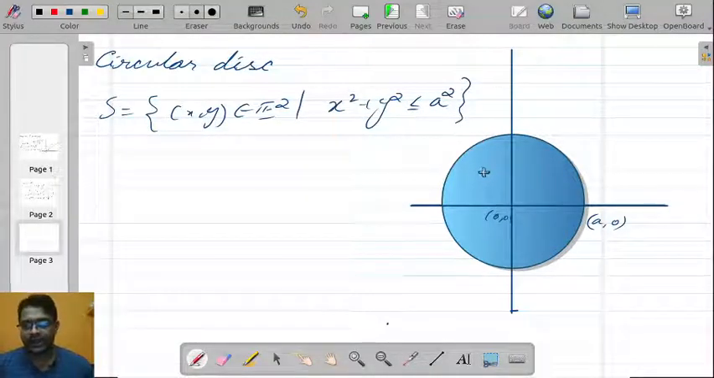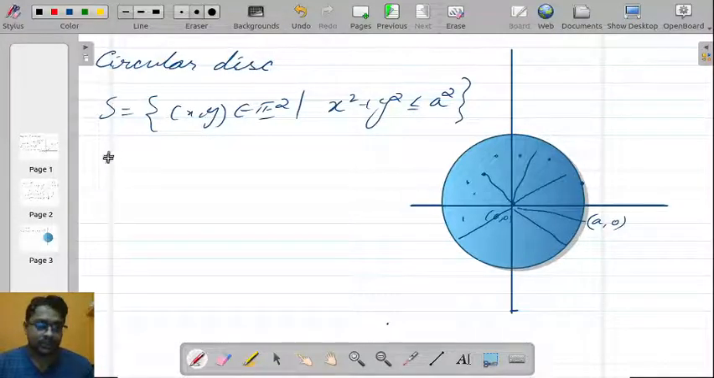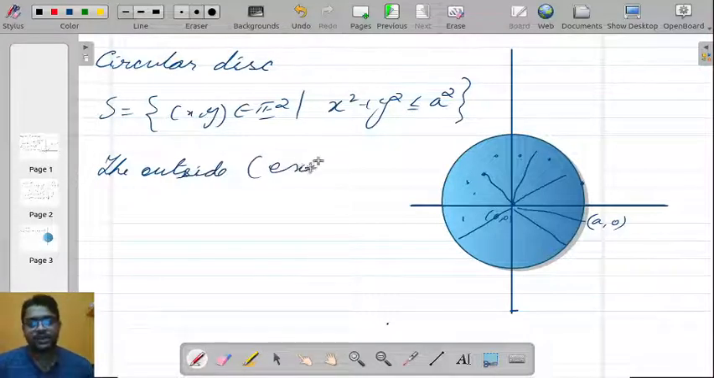Any point inside this circular disc will be at a lesser distance than a. The distance of any point inside this circular disc is less than or equal to a. For points on the circle it is exactly equal to a. For points inside, the distance is smaller. Okay, right.